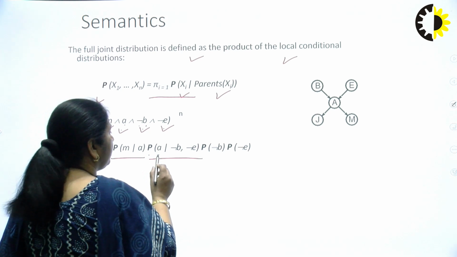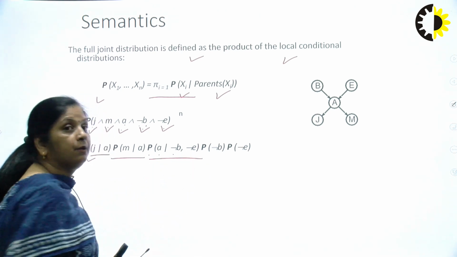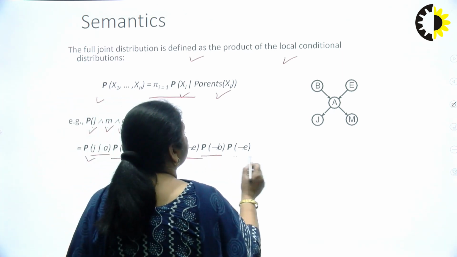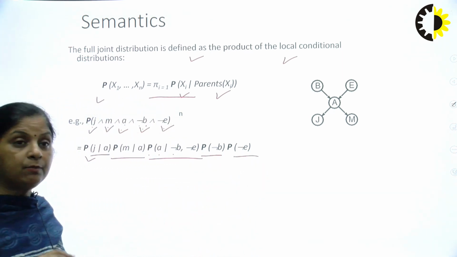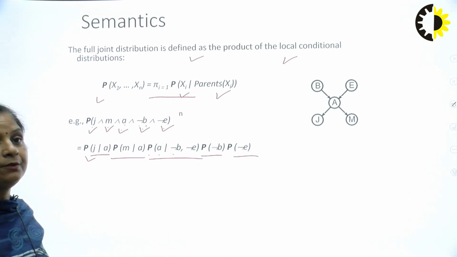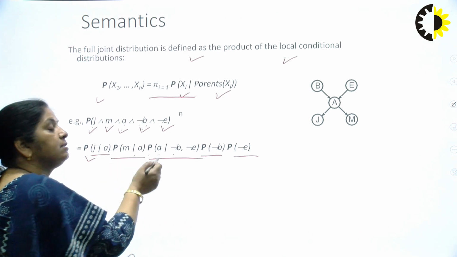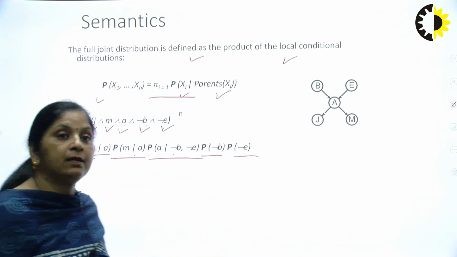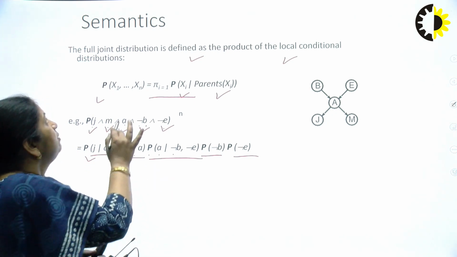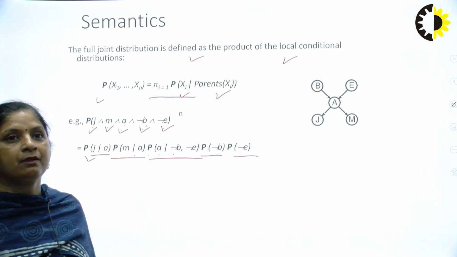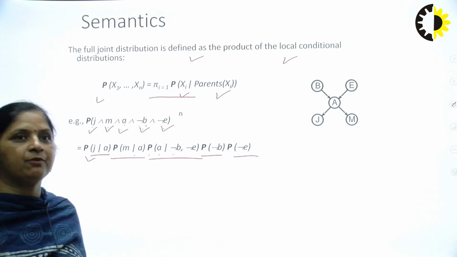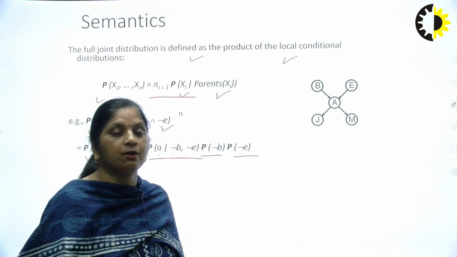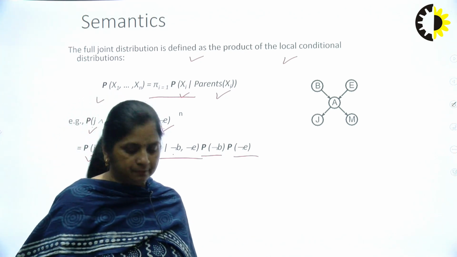So probability of A when not B and not E, when both are not there, and into probability of not B and probability of not E, because these are not having any parent node. These values can be taken from the CPTs associated with each variable, and by multiplication of these 5 values we can calculate the distribution with help of the local probability distributions. So this is the use of Bayesian belief networks.